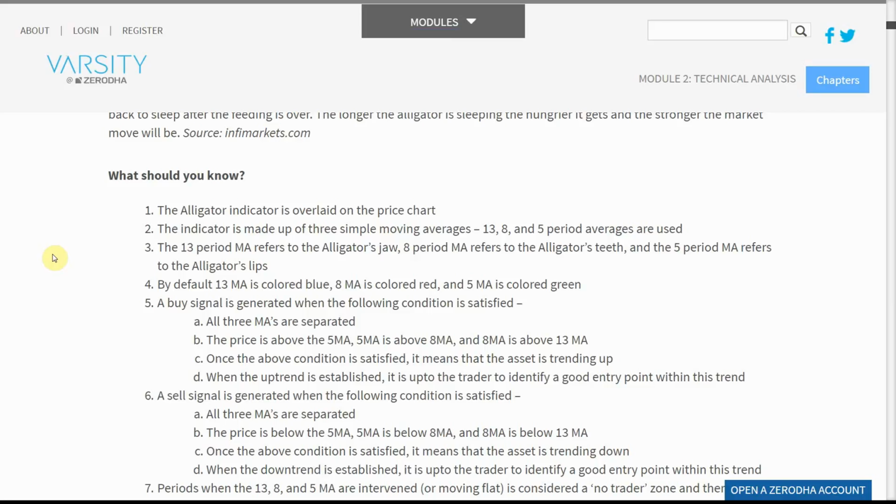By default, the 13 MA is colored blue. The 8 MA is colored red. And the 5 MA is colored green.